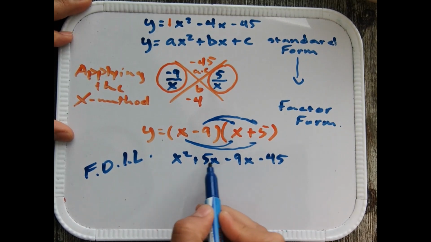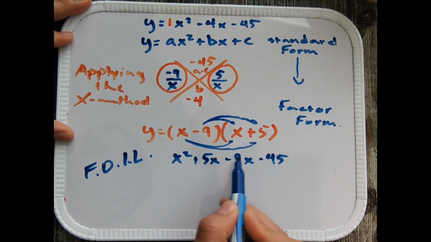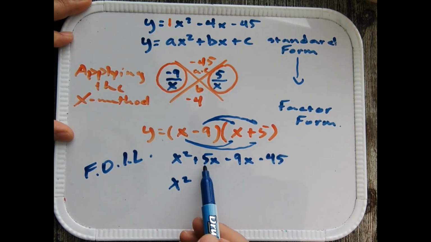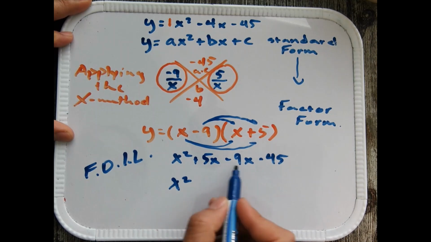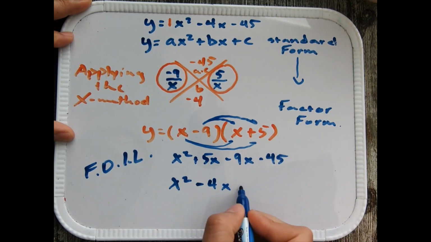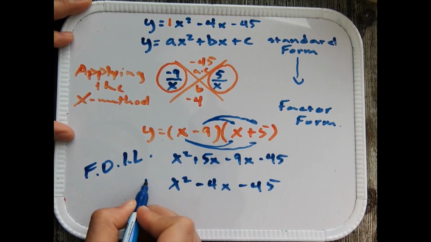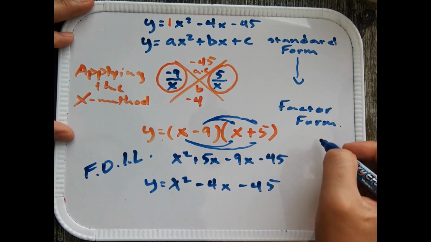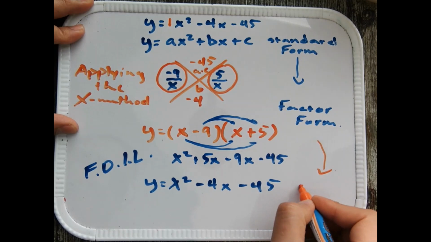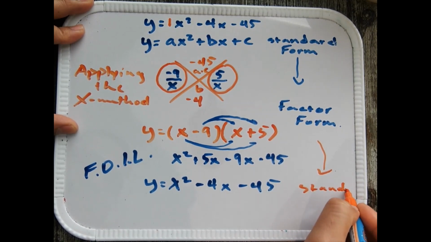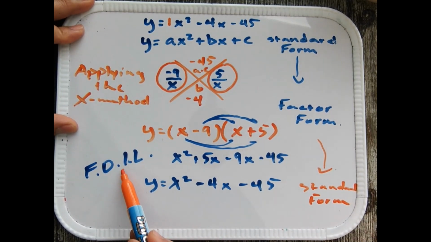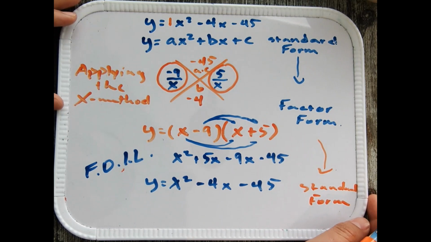And make sure that we combine these two like terms. So what I have is still my x squared, then positive 5x minus 9x. When I combine these two, I have more negatives, so I end up with negative 4x. And I have my negative 45. So again, now I went from factor form back to standard form by doing FOIL, or distributing, which is what we're really doing.